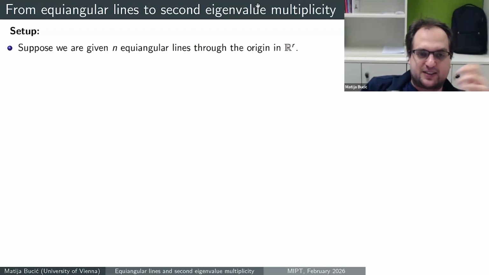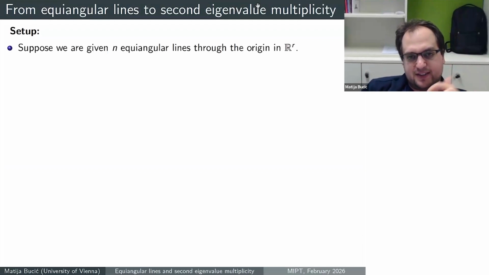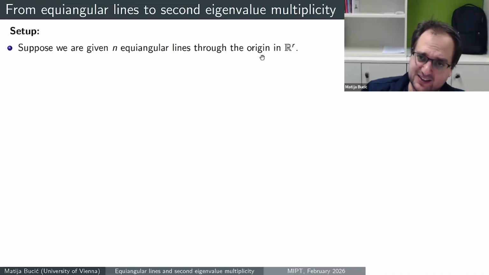So the setup is we have n lines, where any pair of them defines the same angle. We translate them so that they go through the origin, and we are in r dimensions. And our goal here is to show that n isn't much larger than r. Right? Those are the sort of bounds that were showing up on the previous slides.